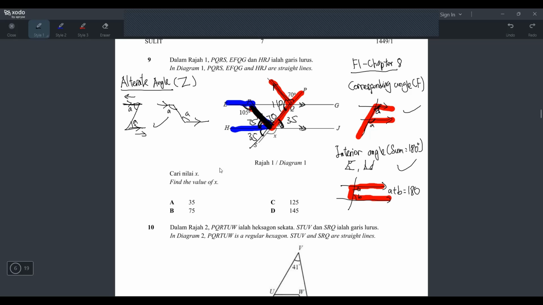So now how to find X? Just take 360, because one circle is 360, minus these four values. So minus 35, minus 75, minus 70, minus 35. Right? So you press all these, you get the answer. Okay, my calculator gives me 145. Right? So number 9, the answer is D.